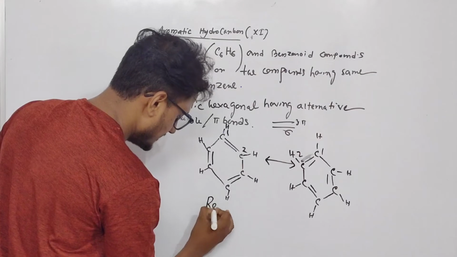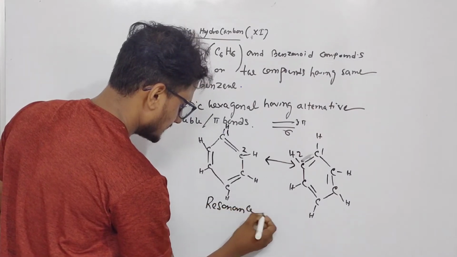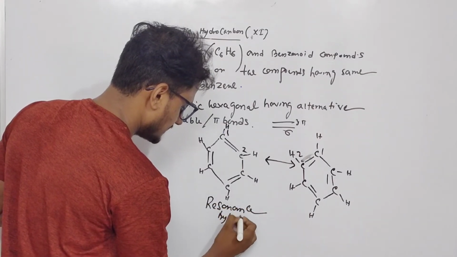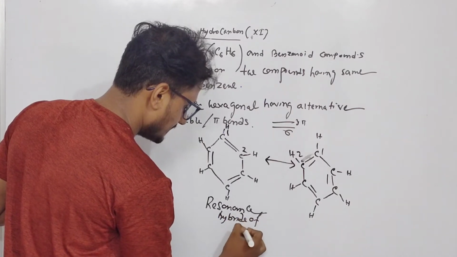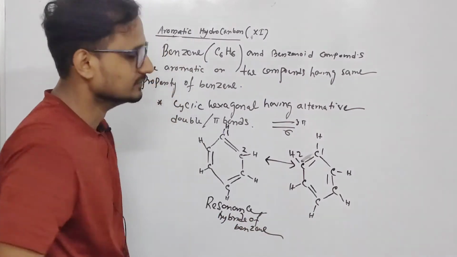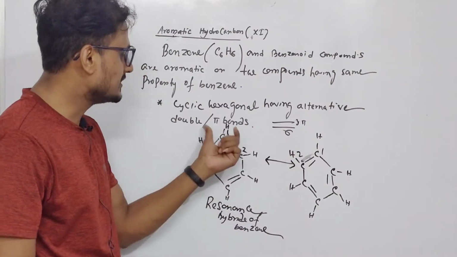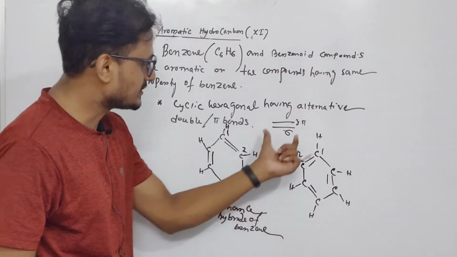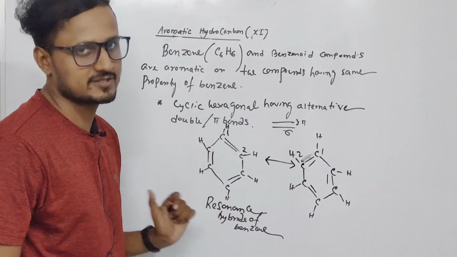These two structures are called the resonance hybrid of benzene. Okay, resonance hybrid of benzene, these two structures. So you can say these have alternate pi bonds. This is also the structure of benzene. This is also the structure of benzene.